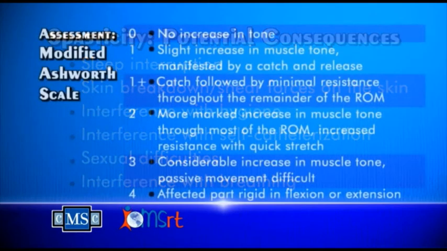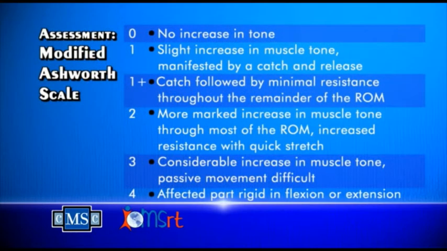We assess spasticity by utilizing the modified Ashworth scale, which is an ordinal scale that runs from 0 to 4. In the MAS, or Modified Ashworth Scale, a 0 would reflect no increase in tone, or a normal state of tone. A 1 represents a slight increase in muscle tone, manifested by a quick stretch, but then a release of the spasticity. A 1 plus means that there's a resistance with the quick stretch, and that resistance persists through the remainder of the range of motion.